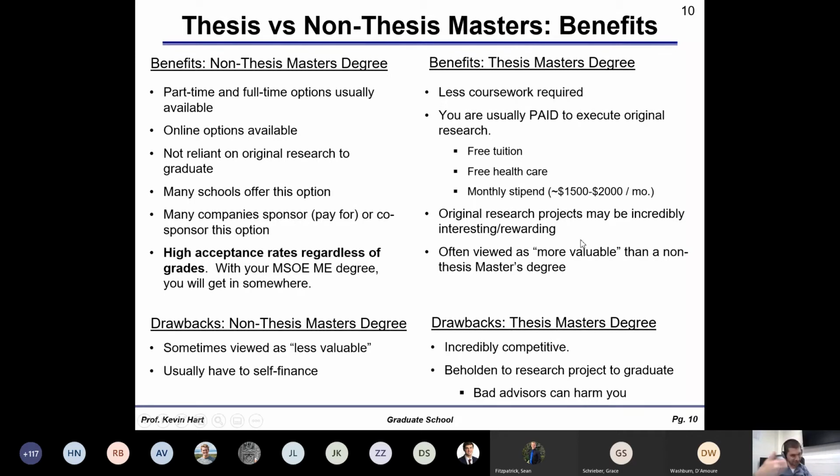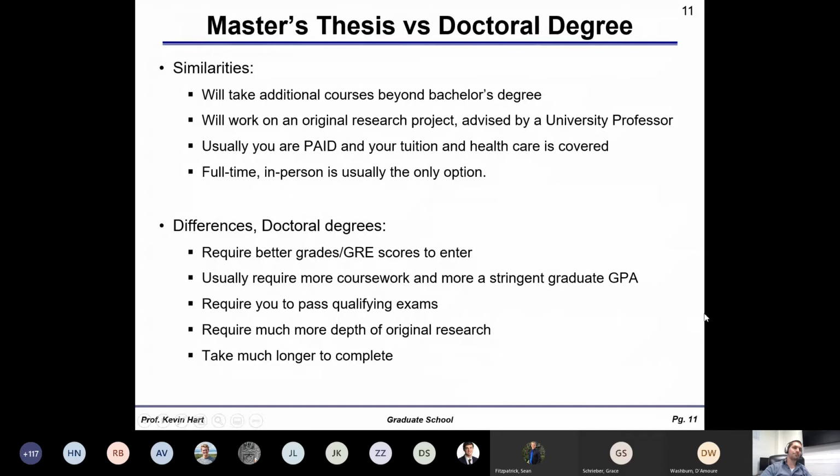Your research can be interesting and rewarding, and it's often viewed as more valuable than just the classes-only masters, right? Some drawbacks to each one of these, you can see them listed, but the biggest here is that if you're going to try to go to graduate school to write a thesis and be sponsored by a professor, it's generally very, very competitive, okay? So you have to beat out a lot of other people to become funded by a professor at a university.